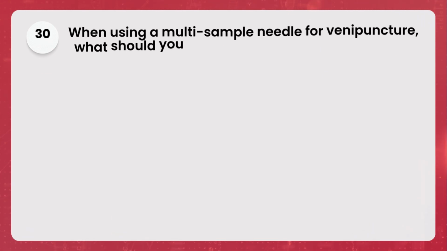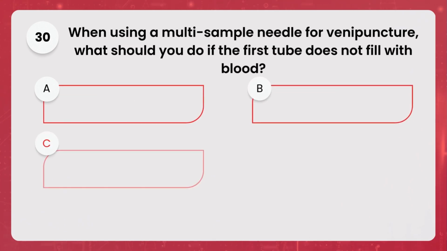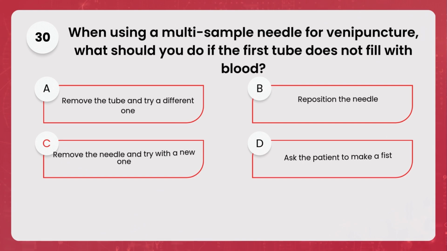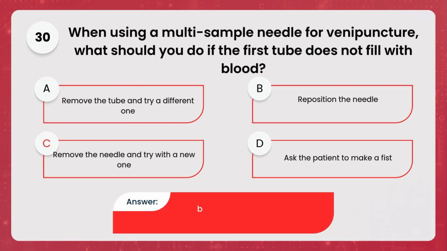Number 30. When using a multi-sample needle for venipuncture, what should you do if the first tube does not fill with blood? A, remove the tube and try a different one. B, reposition the needle. C, remove the needle and try with a new one. Or D, ask the patient to make a fist? The answer is B, reposition the needle.